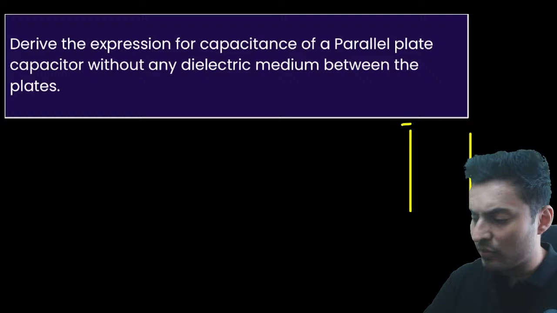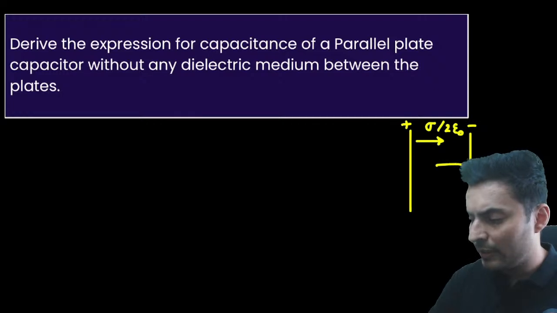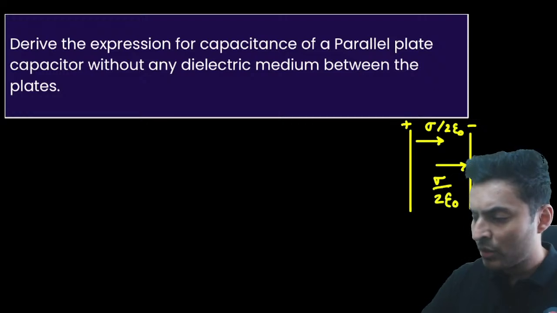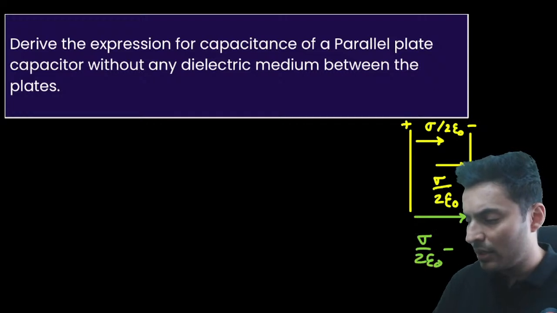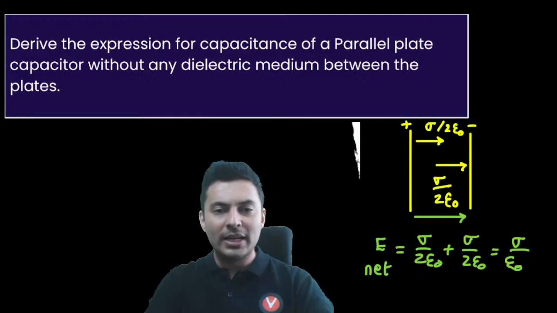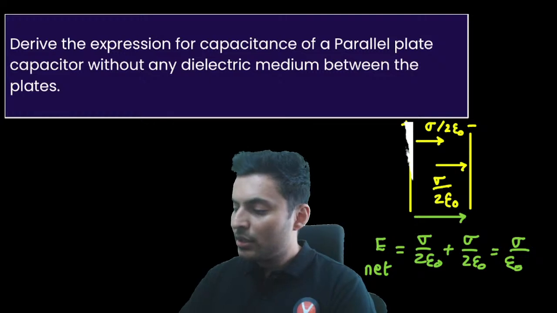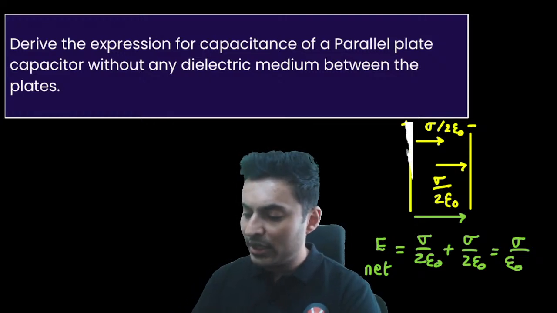You start by taking two plates, one positive, one negative. Due to the positive plate, the electric field will be, let's say, sigma by 2 epsilon naught. Due to the negative plate, again, there will be a field of sigma by 2 epsilon naught. So there will be a net electric field inside, and that will be sigma by 2 epsilon naught plus sigma by 2 epsilon naught. So that will make it sigma by epsilon naught. So this is the net electric field. So once you get the net electric field, what will you do? You will say that between these two plates, there is some voltage difference.